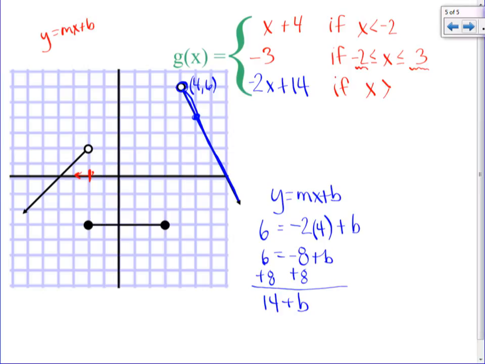Well, what values did we graph it on? Only when x was greater than what? 4. Okay, we started graphing right here and we went forever this way. So when x was greater than 4 is the only spot that we graphed that line.